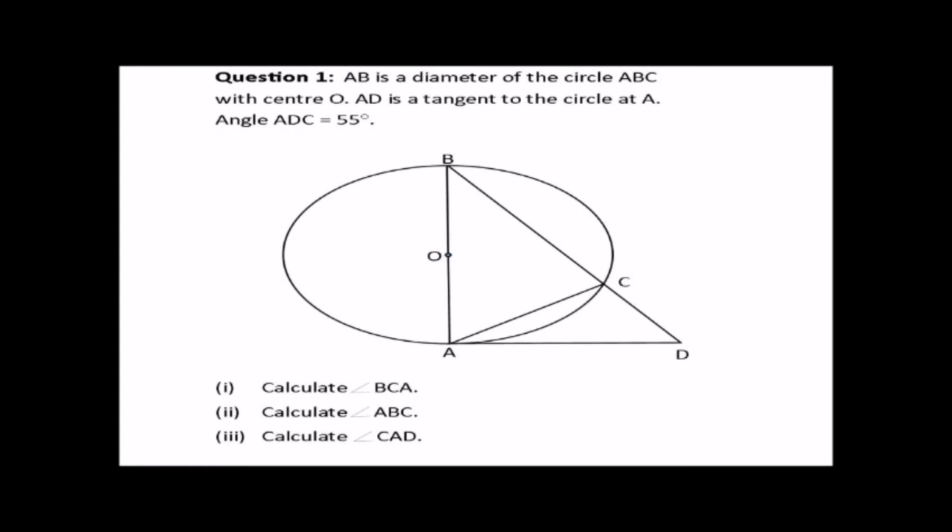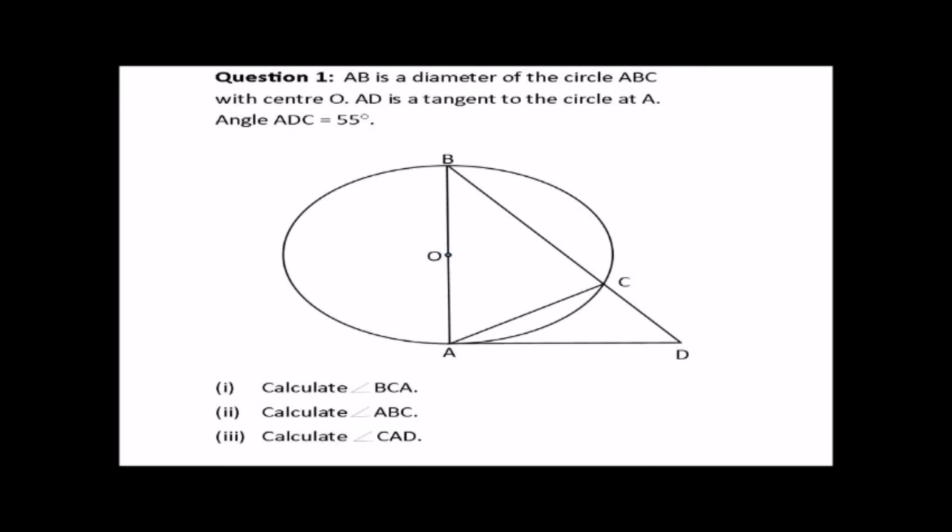And we begin the questions now. Question 1. AB is the diameter of the circle ABC with center O. AD is the tangent to the circle at A. Angle ADC is 55 degrees. Calculate angle BCA, calculate angle ABC, and calculate angle CAD.